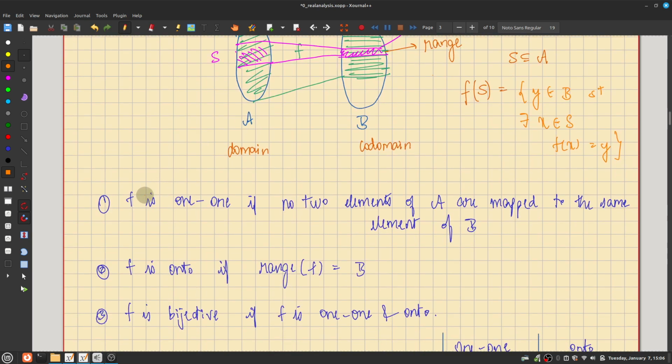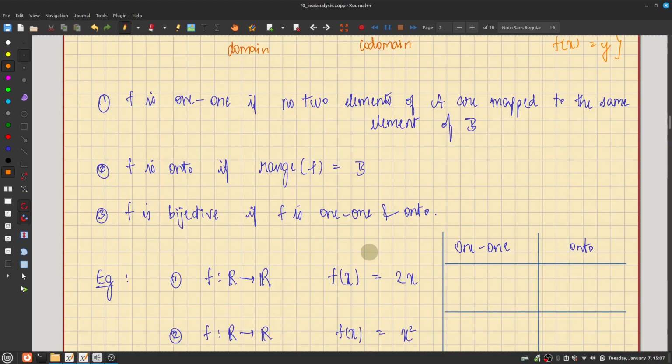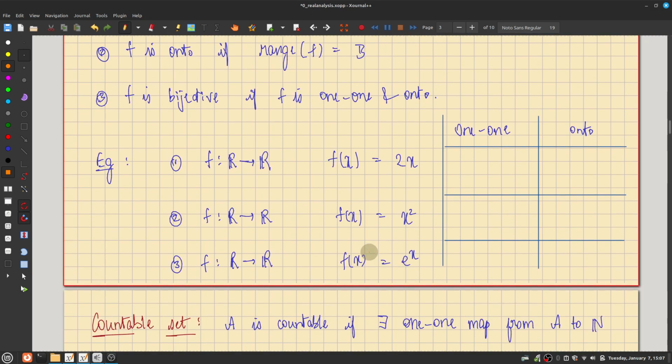All right. So if you recall, the function f is said to be 1-1 if no two elements of A get mapped to the same element in B. The function is onto if the range is equal to the codomain, and the function is bijective if f is both 1-1 and onto. Right? Nothing, just high school stuff.